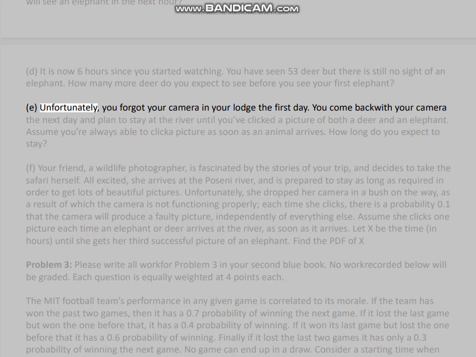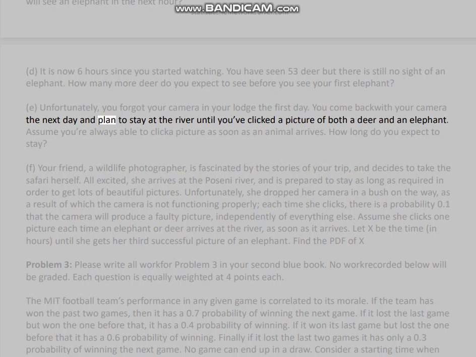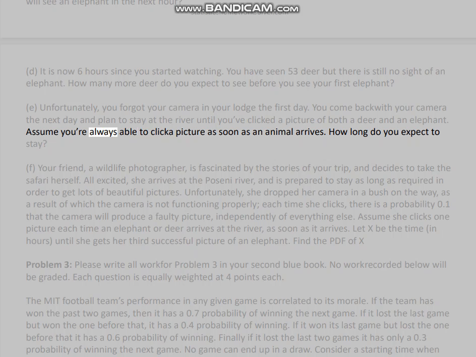E. Unfortunately, you forgot your camera in your lodge the first day. You come back with your camera the next day and plan to stay at the river until you've clicked a picture of both a deer and an elephant. Assume you're always able to click a picture as soon as an animal arrives. How long do you expect to stay?